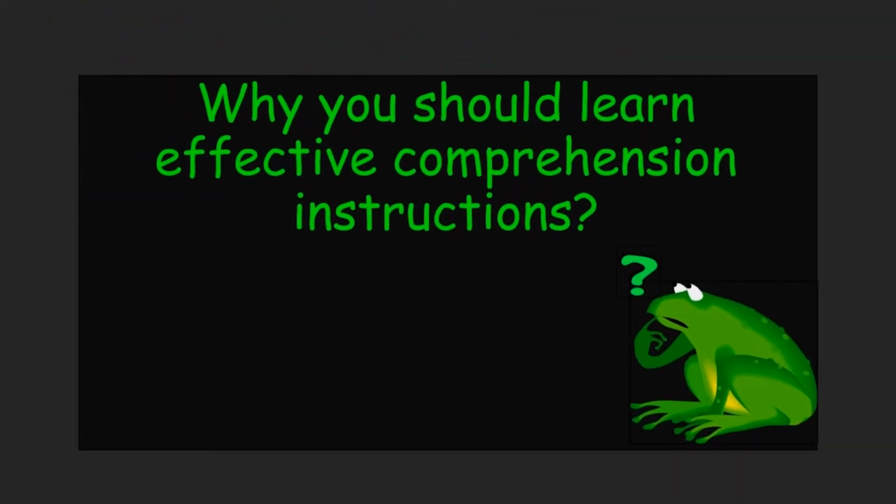Why you should learn effective comprehension instructions? Effective comprehension instructions help you to become independent, strategic and metacognitive readers. That means you are able to develop, control and use a variety of comprehension strategies to ensure that you understand what you read.